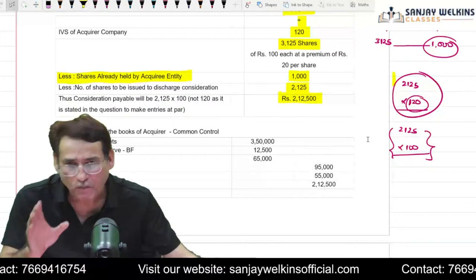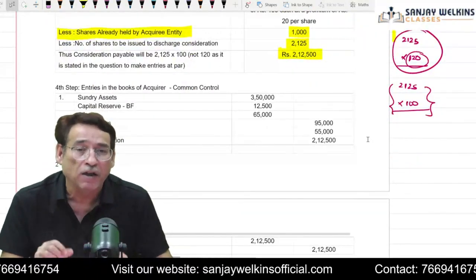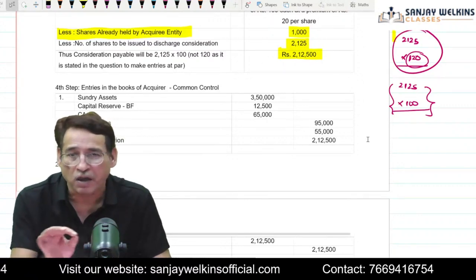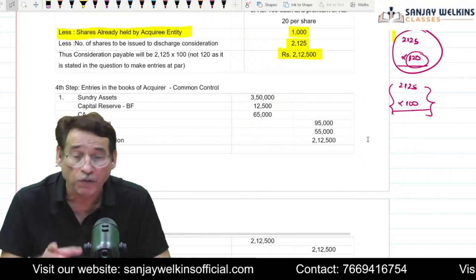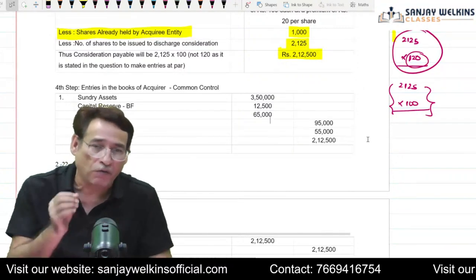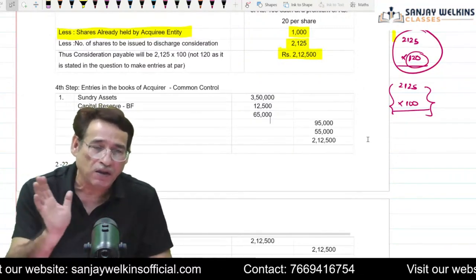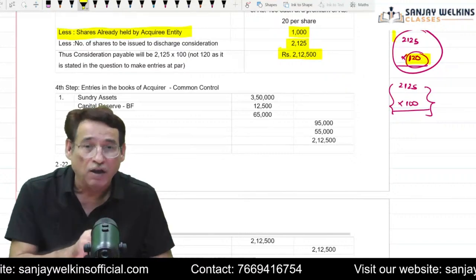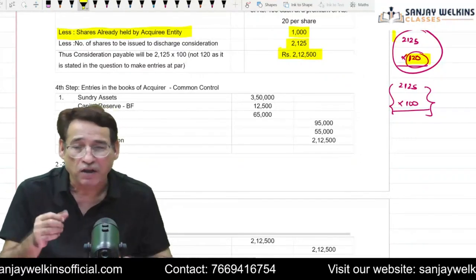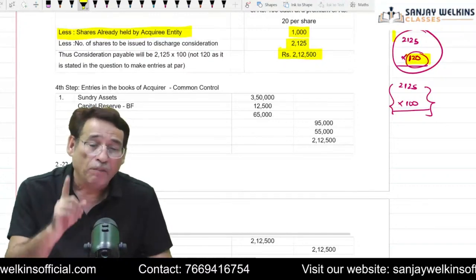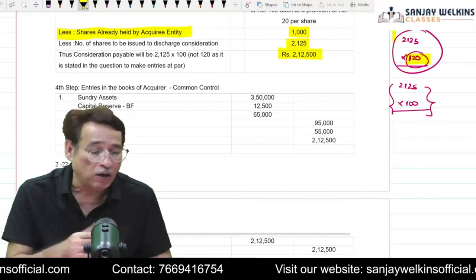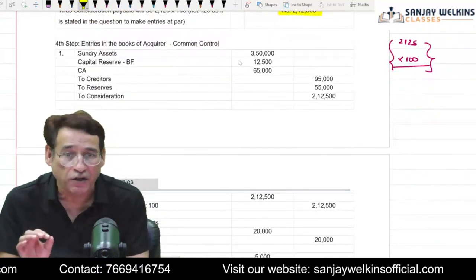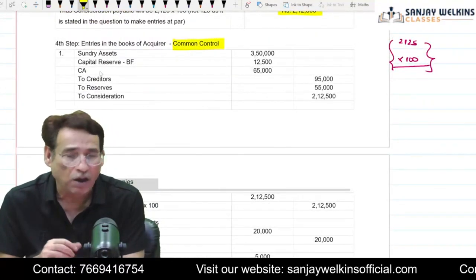Another important point. Whenever and wherever the question speaks like this, that entries are to be made at par value only, this should lead to the conclusion that it is a case of common control. Are you getting my point or not? Because we have already seen that one chief characteristic of common control is that even though the purchase consideration is being discharged at a premium, logically I should have multiplied it with 120. So one of the chief characteristics, as I just told, of common control is that purchase consideration must be recorded at par value only. So this line suggests that this is a case of common control. So under common control, when I am going to write the entry, just pay attention. In case of common control, actually there is hardly any difference.